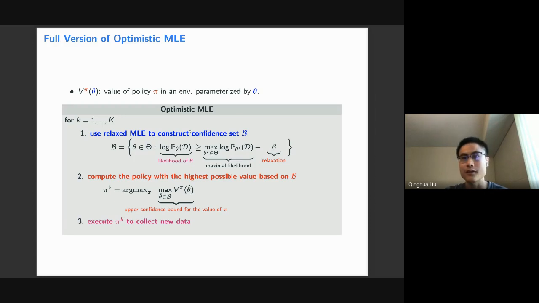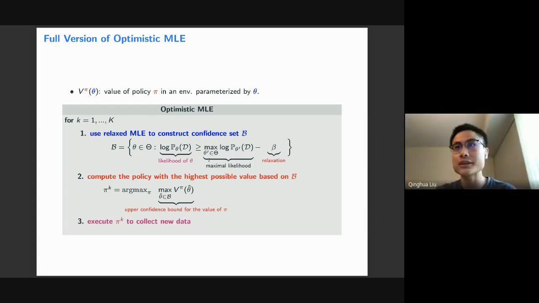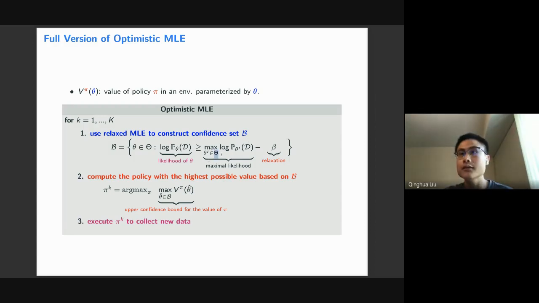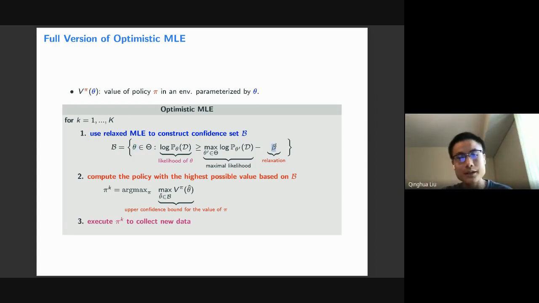Any question about the algorithm? I guess you will explain later how beta is going to be chosen? Sorry, can you repeat? You will explain how beta will be chosen? Yes. So you mean this capital beta? Or this beta, the relaxation parameter? Oh, this beta. Oh, yeah. Sorry. So beta will be roughly log cardinality of this parameter space theta.